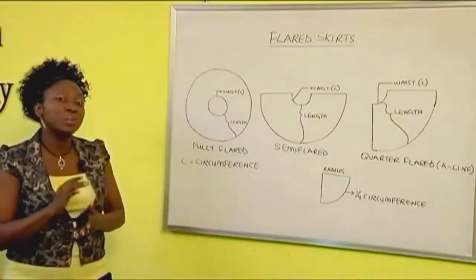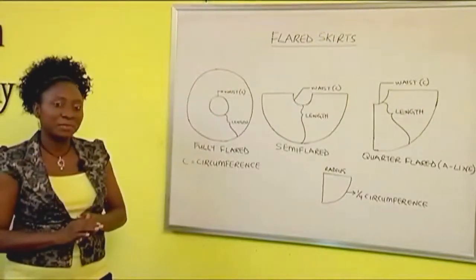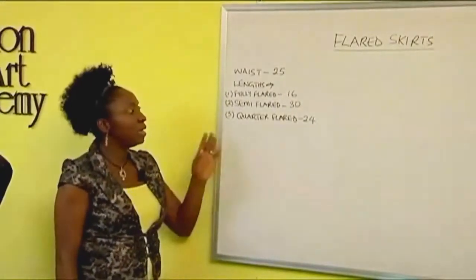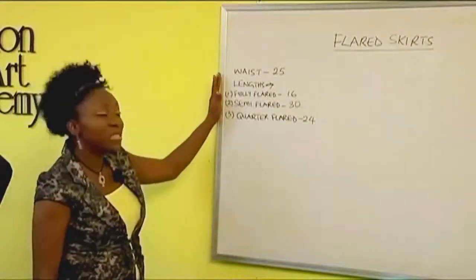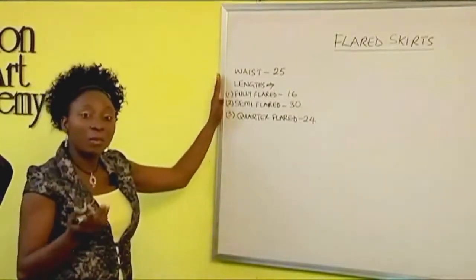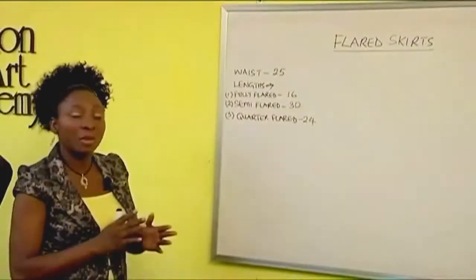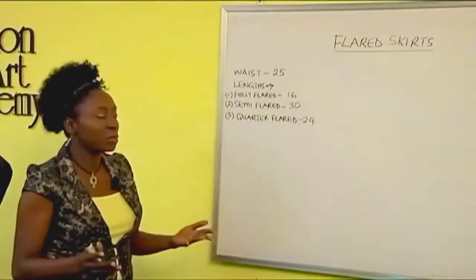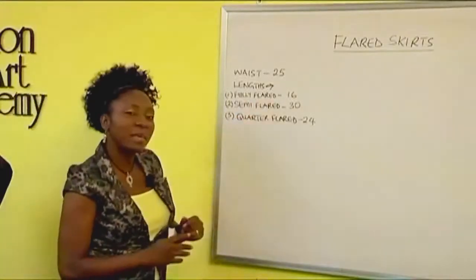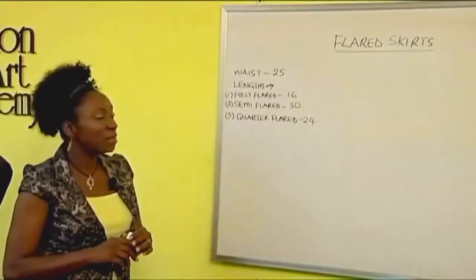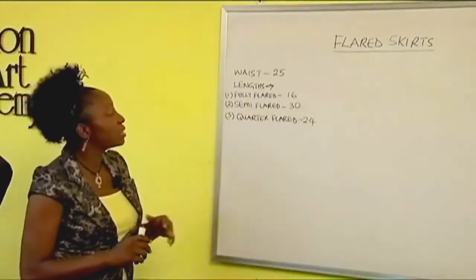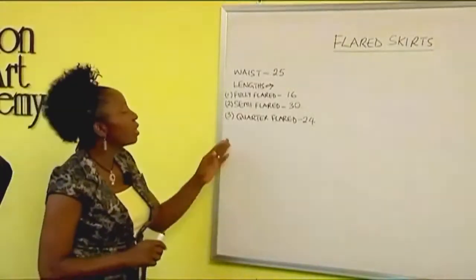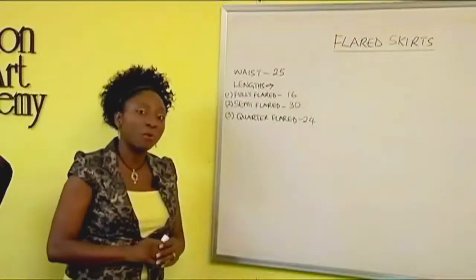So why don't we look at the measurements we will need to make our skirts. These are the measurements we're going to use. Now we have the waist, which is a known measurement. Our waist is 25 inches. That's what we're going to be using to make the skirt. Now we have three different lengths here to practice with. We have our fully flared length here. We're going to use a mini length, which is 16 inches. Then we have the semi-flared length. That's going to be quite long. We're going to use 30 inches for that. Then we also have the quarter flared that we're going to use as 24 inches.